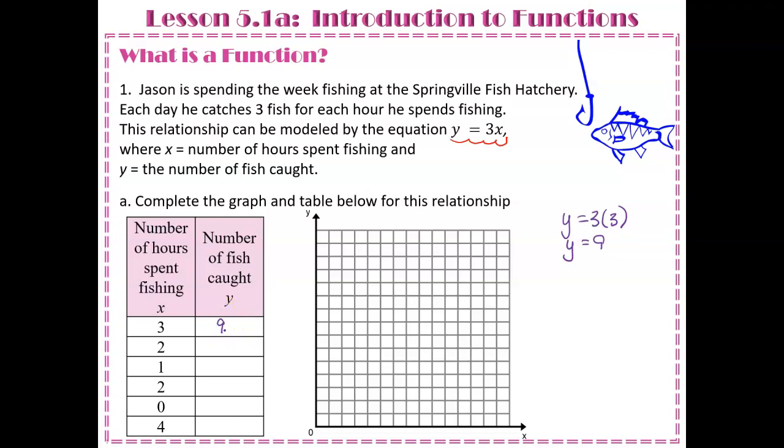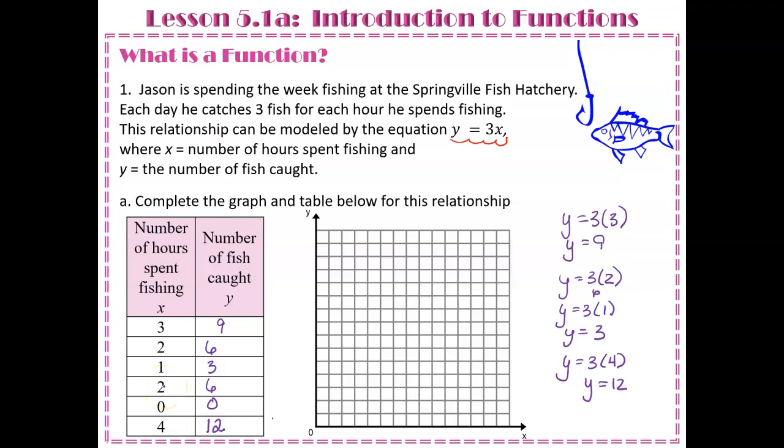So these aren't in sequential order, so they kind of make it impossible for you to see a pattern. So for 2, you're going to plug in 3 times 2, which is 6. For 1, you're going to plug in 1 where the x is, so y equals 3. And then there's another 6. If he doesn't fish, he doesn't catch any. And then we're going to plug in 4. So 3 times 4 is 12. Okay.